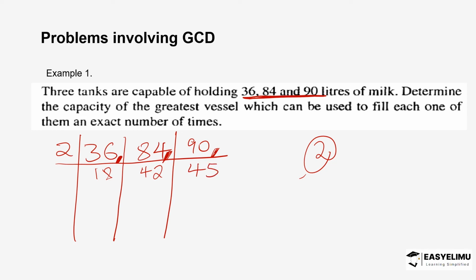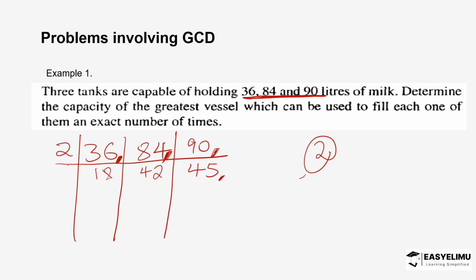So again, you try to find a number that can divide all these numbers, that is 18, 42, and 45. That's why we call it successive division. You divide successively until you cannot find a prime number that can divide all of them. So 2 is not possible because 45 here is not divisible by 2. 45 doesn't end in an even number, neither does it end in a 0.